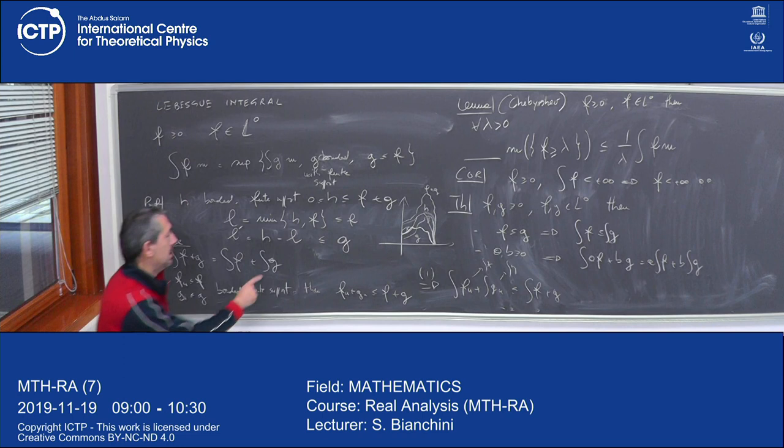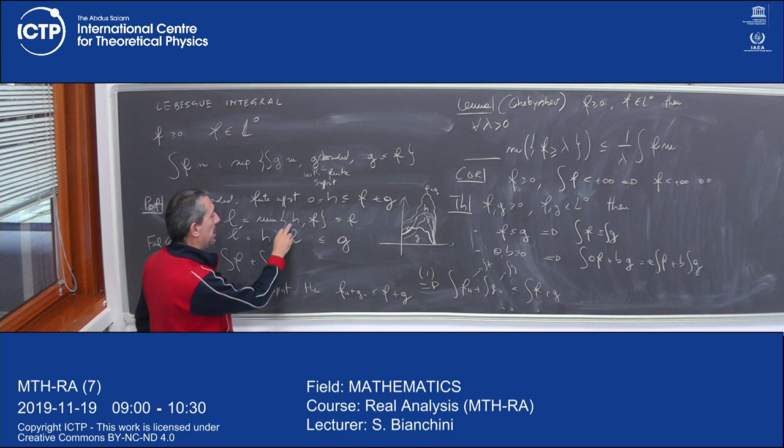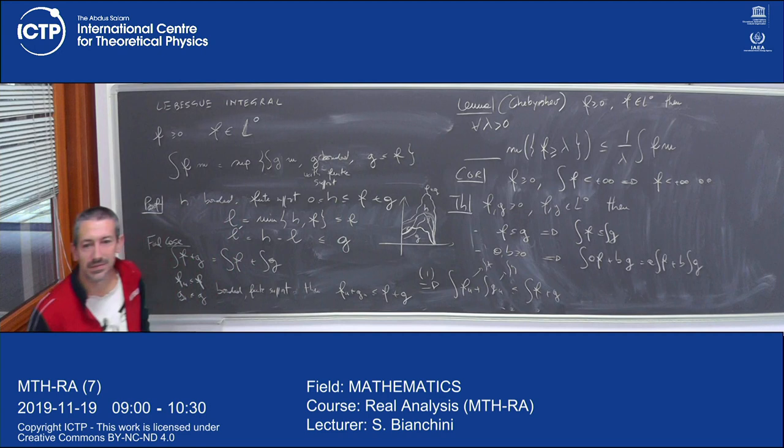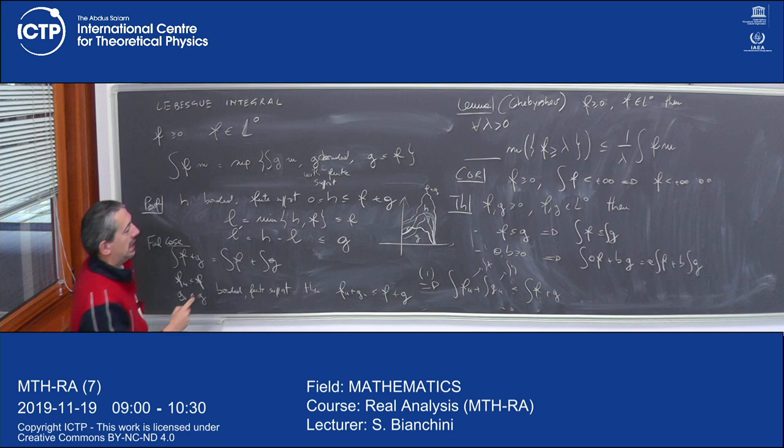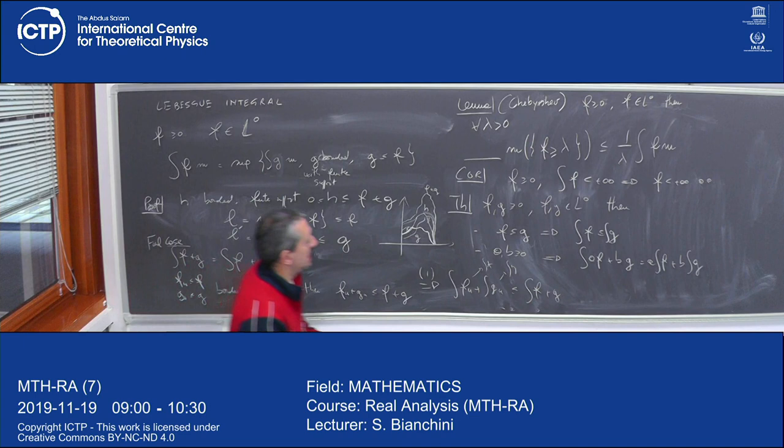Because when this guy is equal to h, this is 0, I'm fine. When this guy is equal to f, this is h minus f, and this becomes equal to g. Okay, so I have two functions which are below f and g, such that l plus l prime is equal to h. Let me cancel now, this guy is not important.